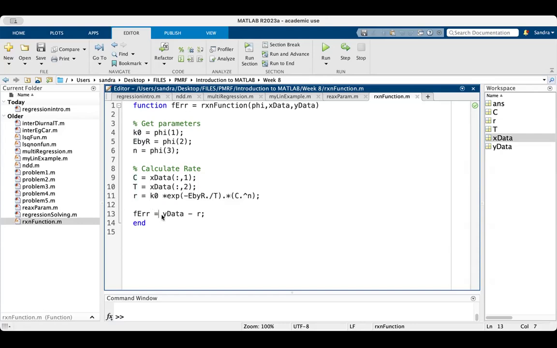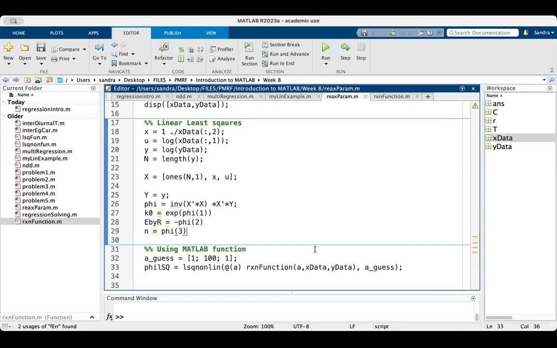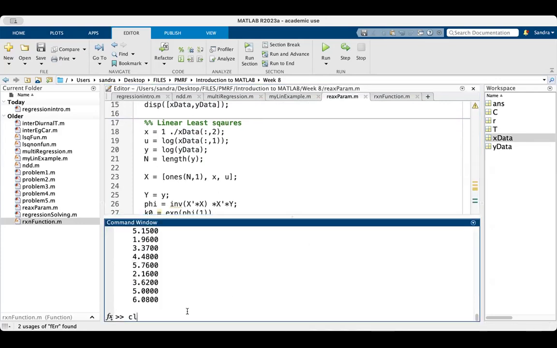Now, what will be my error function? That is the y data given in the table minus what is given by the model function. This FERR comes as the output here. Now going back, the initial guess, x data, y data will give me the error. I am taking the initial guess. Now let me run this code.